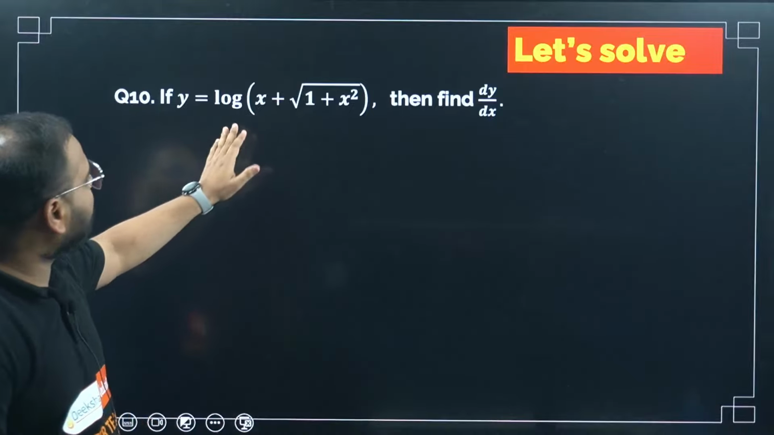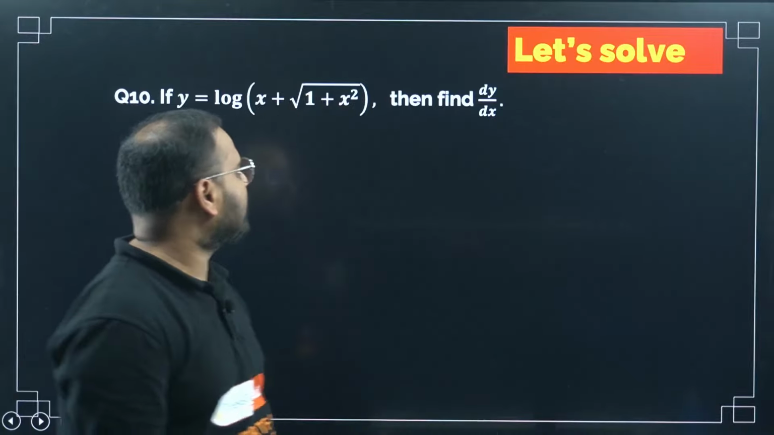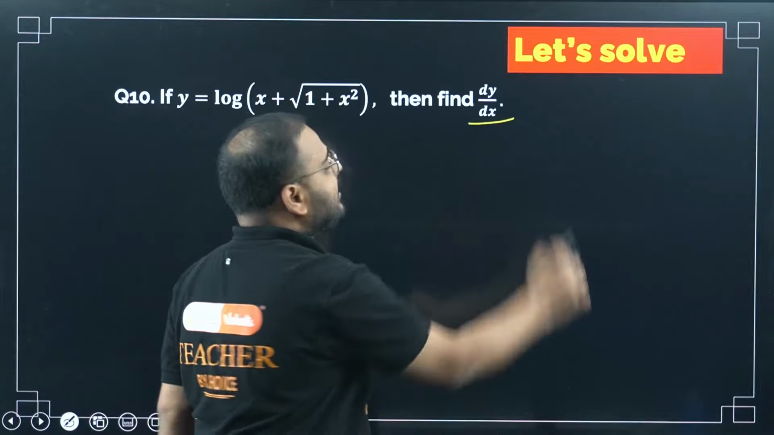y equals log of x plus root of 1 plus x square. Find dy by dx.